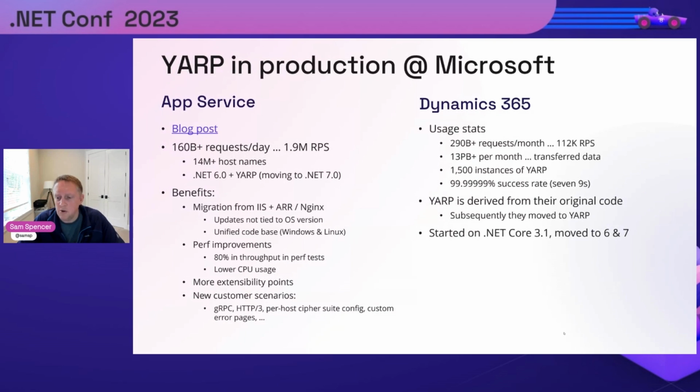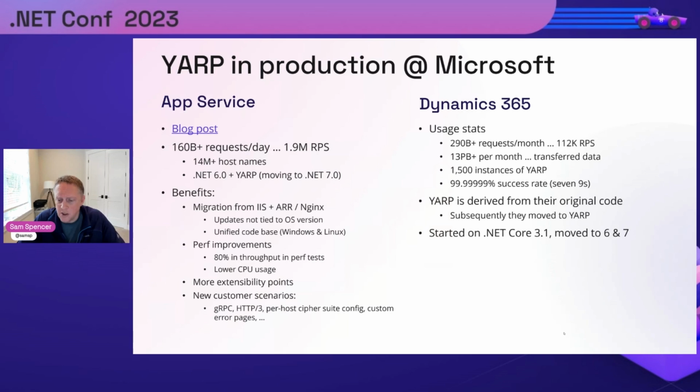So HTTP2 to enable gRPC was really important to them. They now support HTTP3, and a lot of customization around TLS and control there over certificates for particular sites.